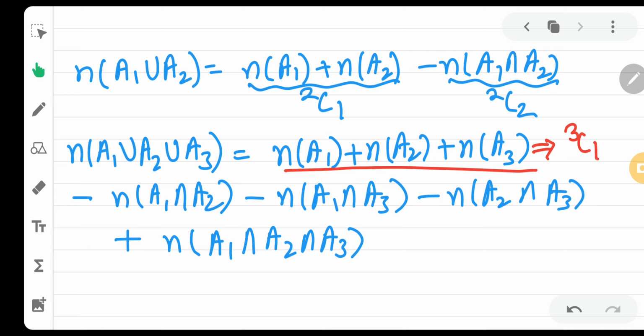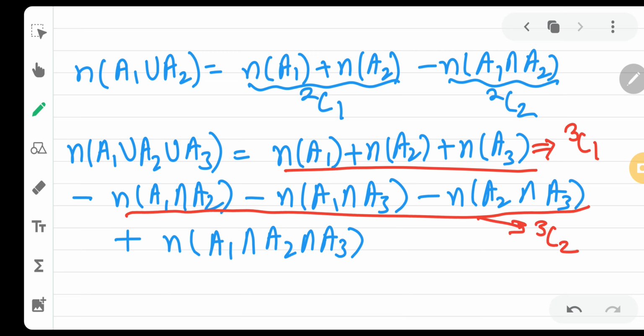1, 2, 3. Now you take 2 in intersection. If you take 2 in intersection, there are 3C2 possibilities. Now what do you mean by 3C2? 3C2 also means 3C1, which is 3 only. And when you take all 3 in intersection, there are 3C3 possibilities. So 3C3 means only 1 element possible.